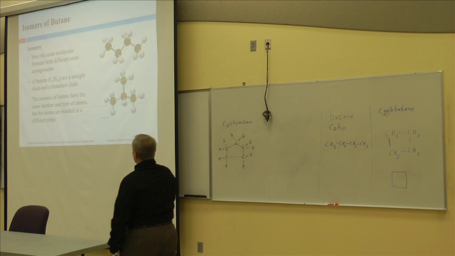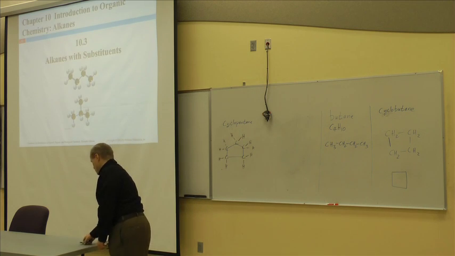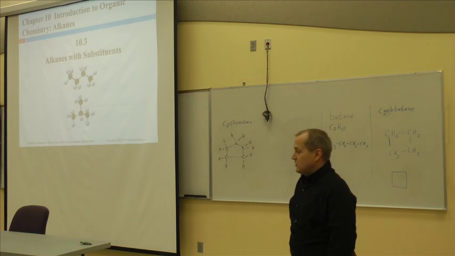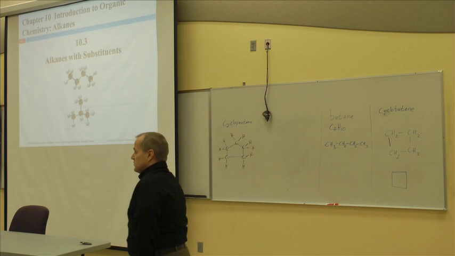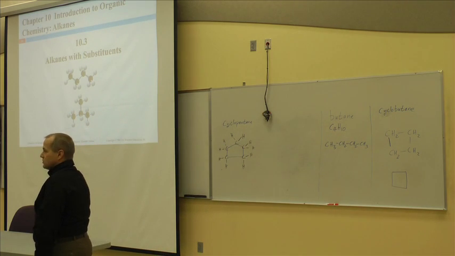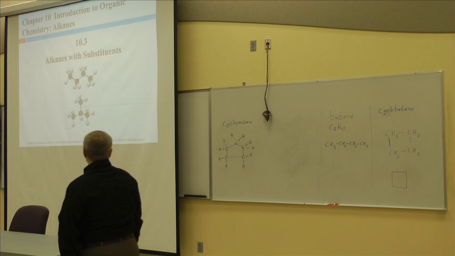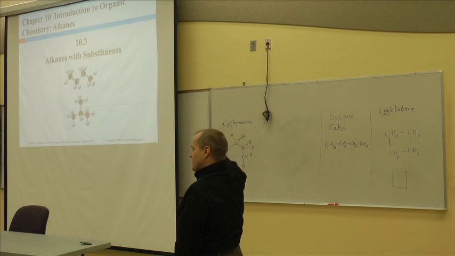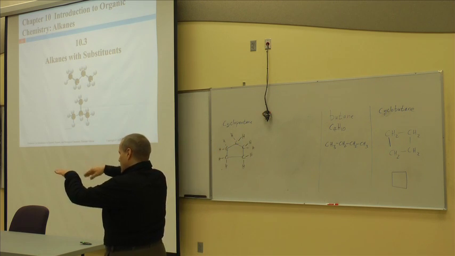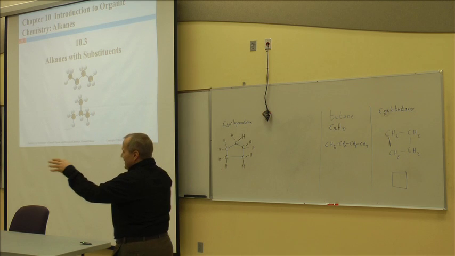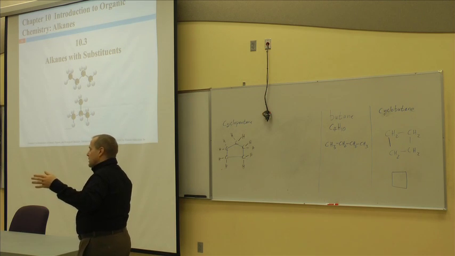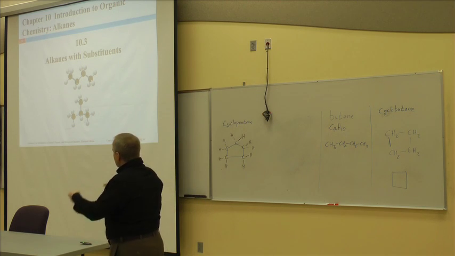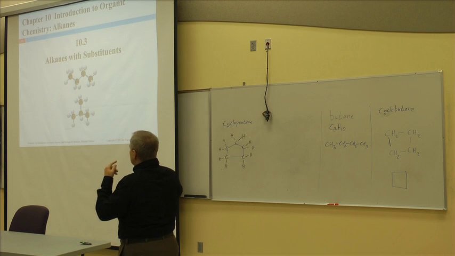Alkanes with substituents. So we'll go back real quick. Now, organic chemistry would be very boring and kind of useless if we weren't able to have different chains. Because right now we're talking about just linear chains of carbons, like one carbon bonded to another, bonded to another, bonded to another. That's exciting if you're in the oil industry, but we want to do more with our organic molecules than just that. So now we're going to talk about alkanes with substituents.